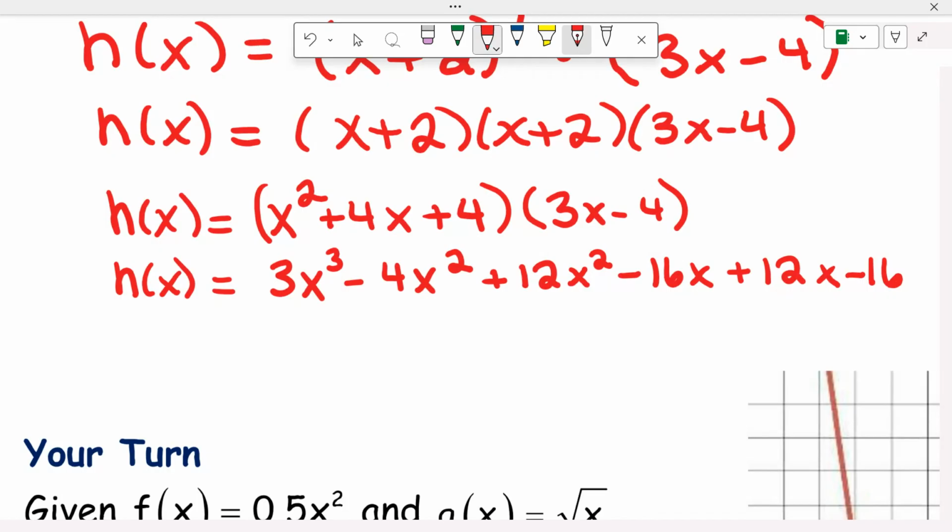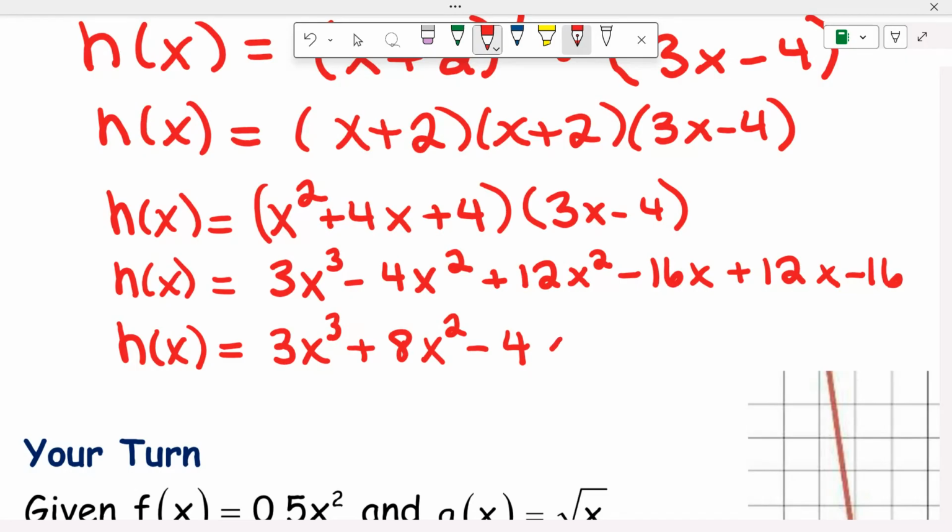And from there I can collect like terms. So our h function is 3x cubed, no like terms for that one. And I have a minus 4 plus 12, those are both x squared terms, so that will give me a plus 8x squared. And then my linear terms go together. So I have a minus 16x and a plus 12x, which will give you a minus 4x. And our last little guy here is minus 16.